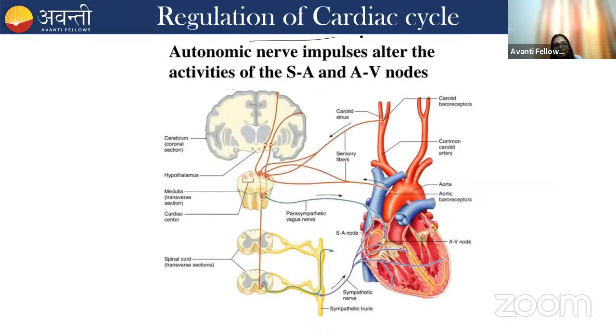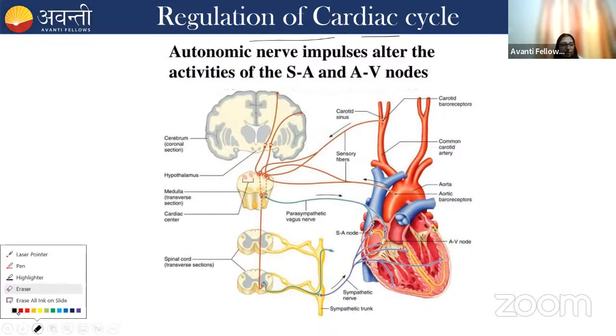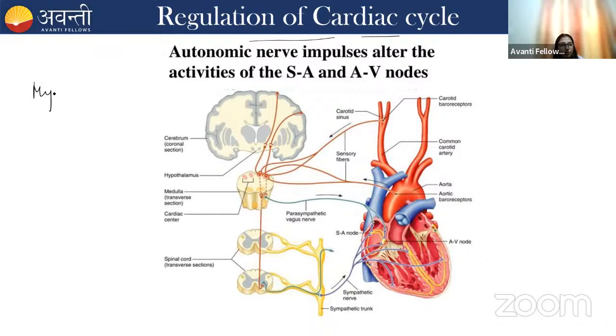Moving next is the regulation of the heart. Generally, the heart is myogenic in nature. That means it can regulate its cycle on its own. But sometimes the brain also plays an important role. The brain can also regulate the cardiac cycle. For example, there's the medulla oblongata, which is a part of the CNS.